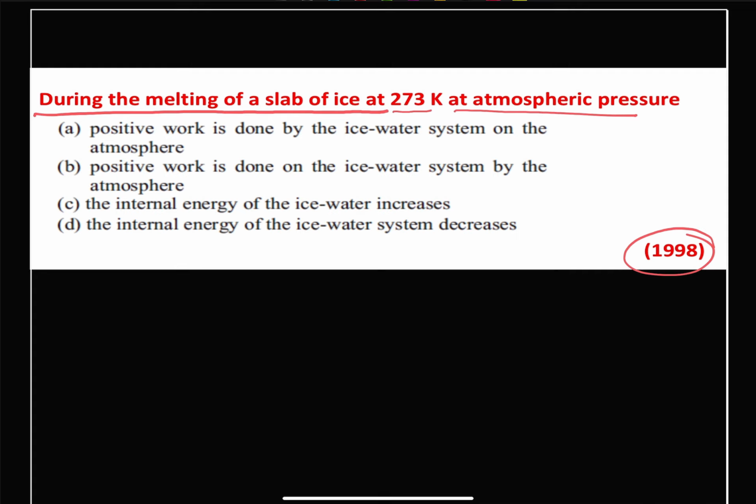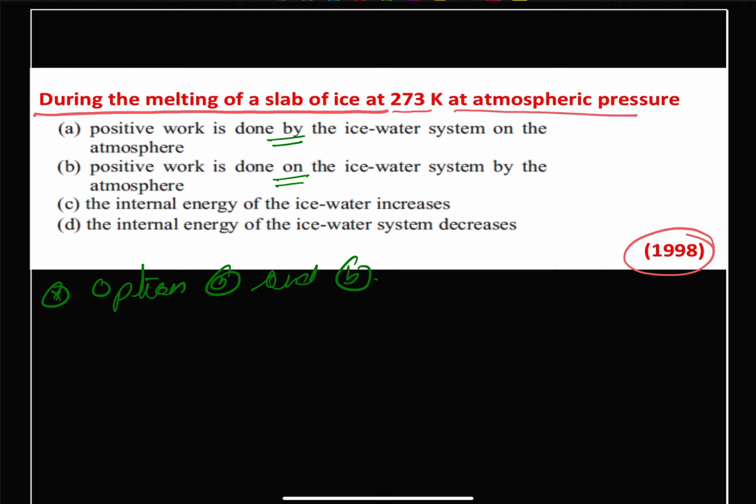So first is positive work is done by ice water system on the atmosphere. Here both A and B, it is work done by and work done on. Rest of the wordings or the statements are same. So we can check both A and B. So we have options A and B.